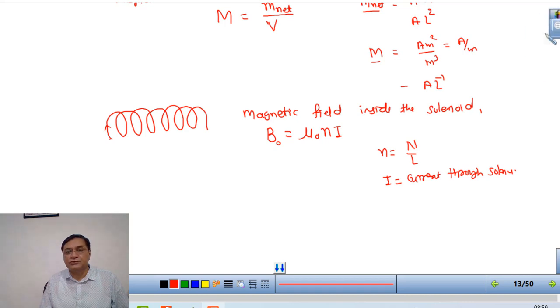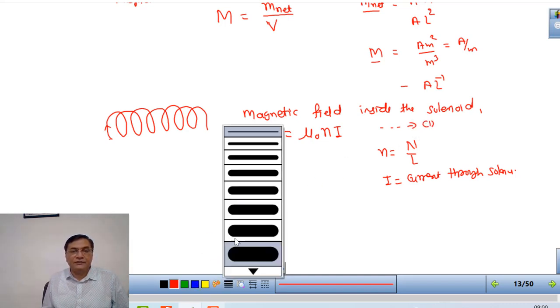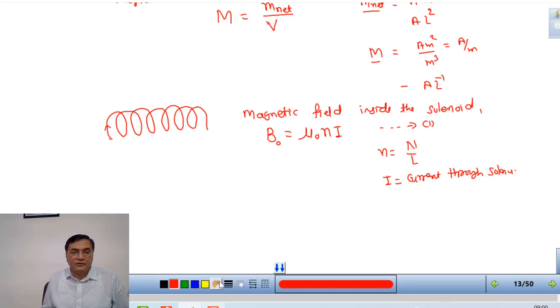Okay, current through solenoid. I say this is one, and now I enter a material which is to be studied. Suppose you have a bulk of iron, then the iron is to be entered inside. This is one rod. Because of the presence of this rod, the magnetic field will change.